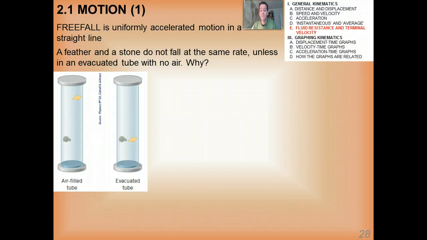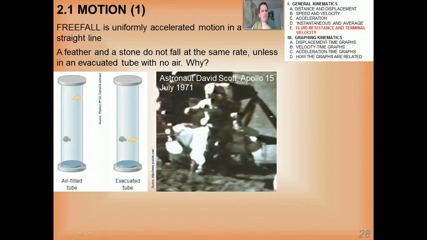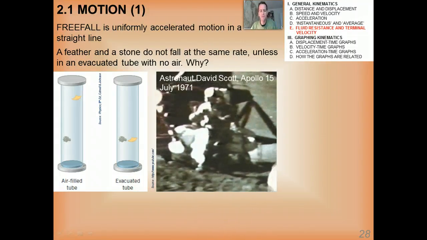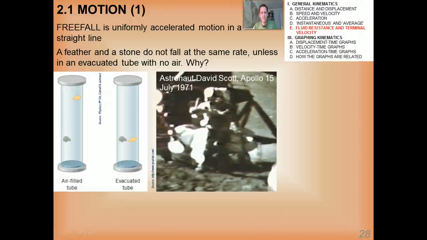Now, a feather and a stone don't fall at the same rate unless they're in an evacuated tube with no air. Why would that be? Maybe you've seen this video. I can't remember if I showed it to you last year. This is astronaut David Scott on the Apollo 15 mission in 1971. He's on the moon where there's no atmosphere, no air resistance, and he's dropping a feather and a hammer, and you can see that they hit the ground at the same time.